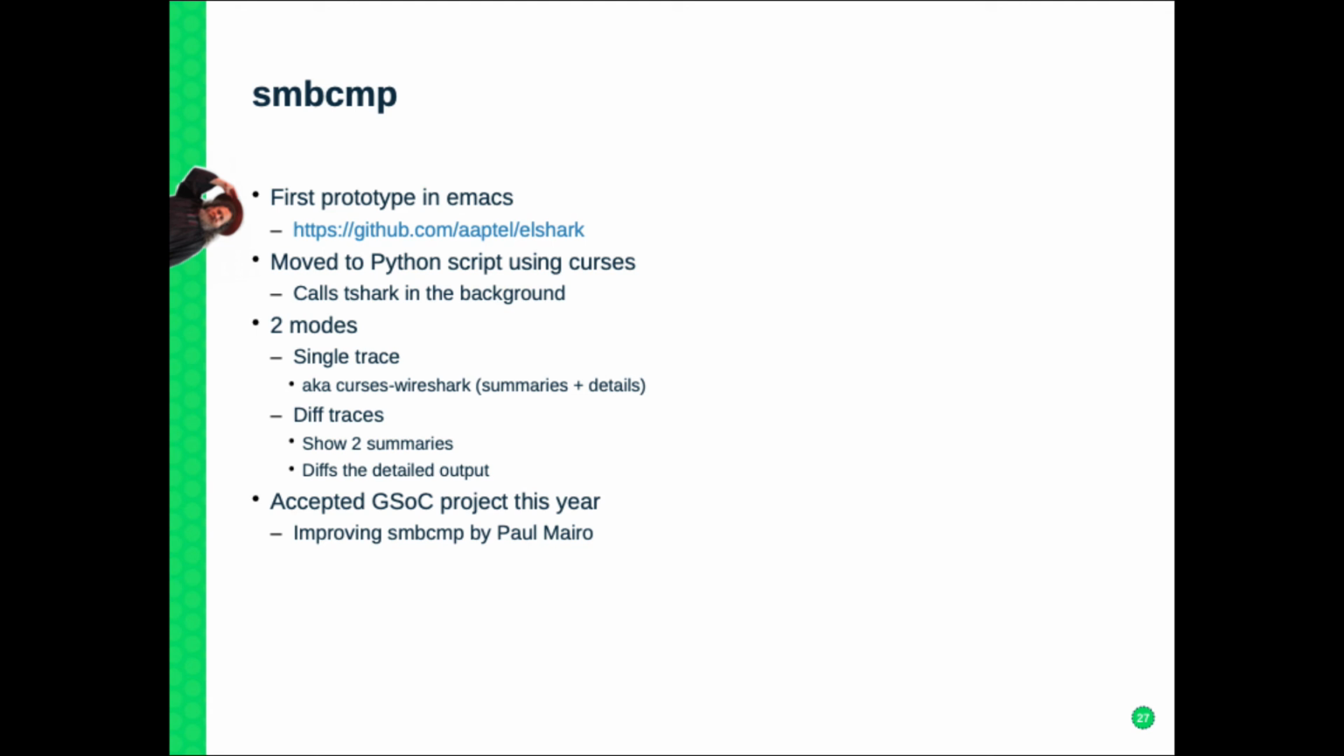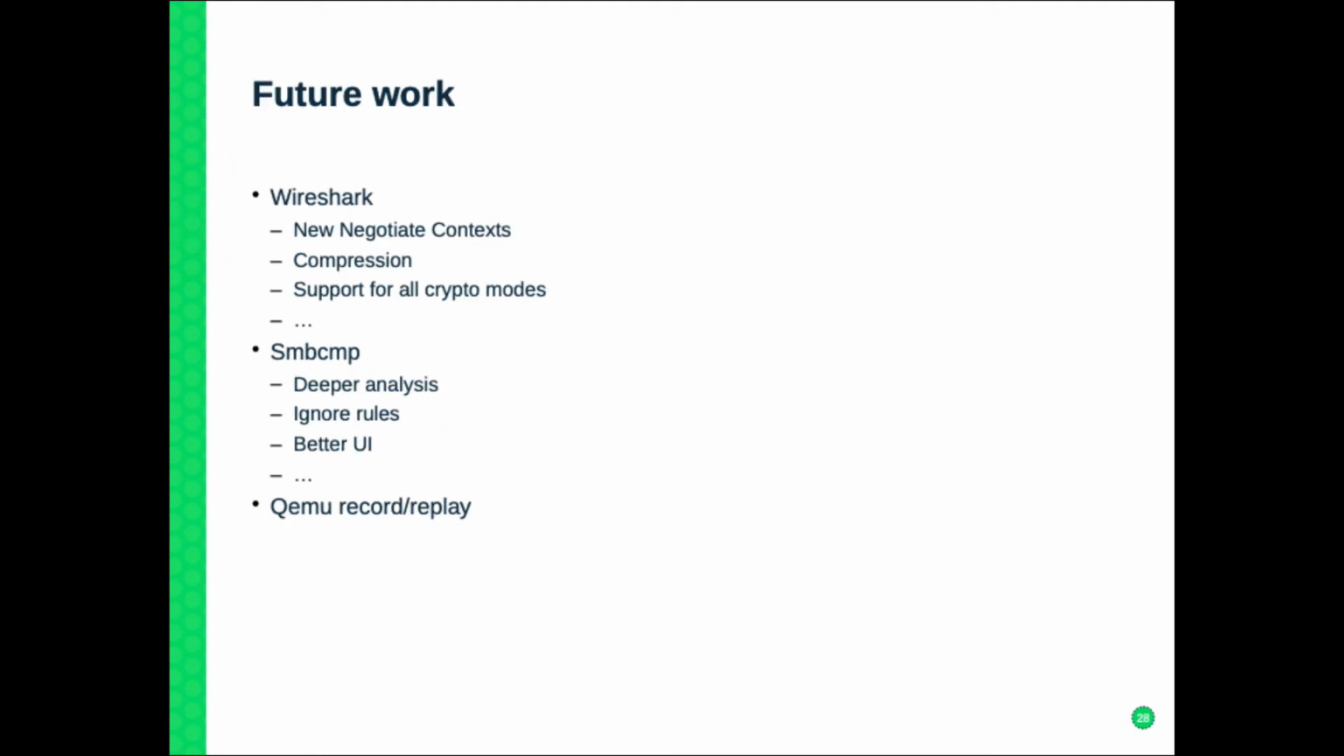I have one more slide, I think. Future work. In Wireshark, there's the new negotiate context, which Tom Talpey mentioned earlier in this conference. Support for compression would be nice to have. Implement decryption for all the other modes, so GCM or CCM, I forgot which, and the third one, which also exists, I think. If you have other ideas, something that annoys you in Wireshark that could be fixed, we can talk about it. For the SMB compare tool, as I said earlier, deeper analysis and the ignore rules, as you mentioned.